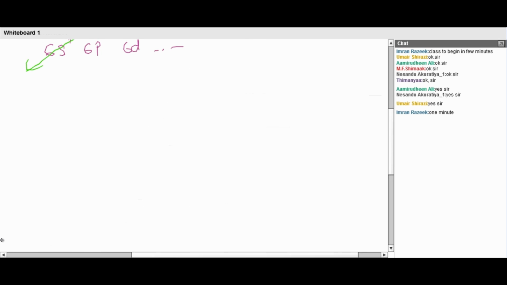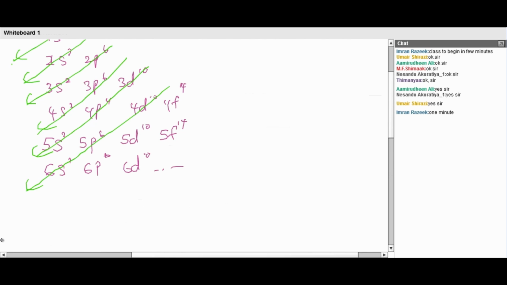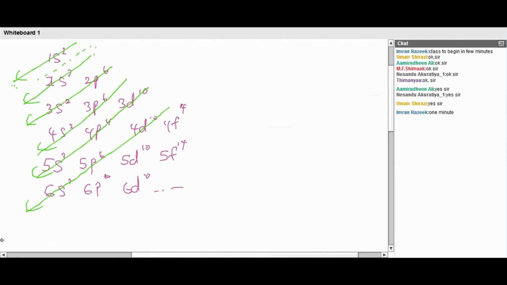Right? And then head of one arrow, you connect it to the tail of the other arrow. Head to tail. Then you get the order in which the electrons occupy energy levels. Right? So the order is this.